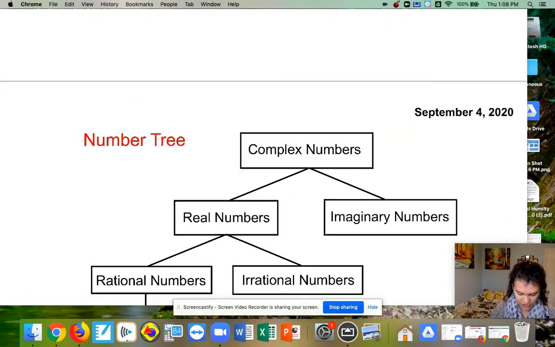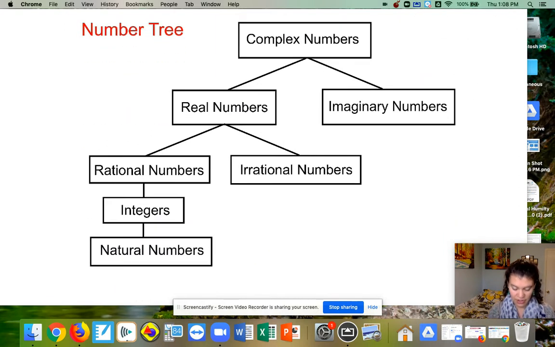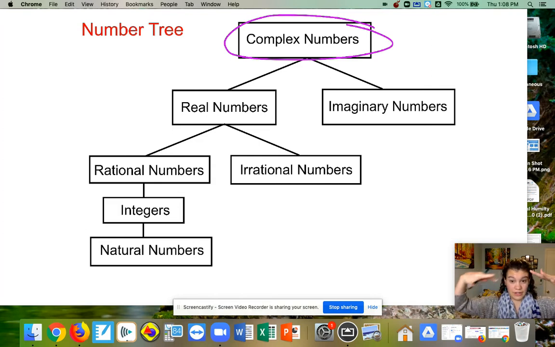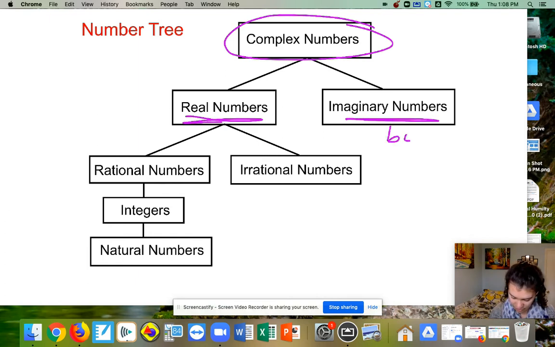So here's the number tree, just to kind of remind you of where numbers go. Complex numbers are over everything. You can break that down into real numbers and imaginary numbers. So your imaginary is something with an i in it. Complex numbers is anything of the form a plus bi. Real numbers are just like an a, like 1, 2, 3, decimals, fractions, pi, anything like that.